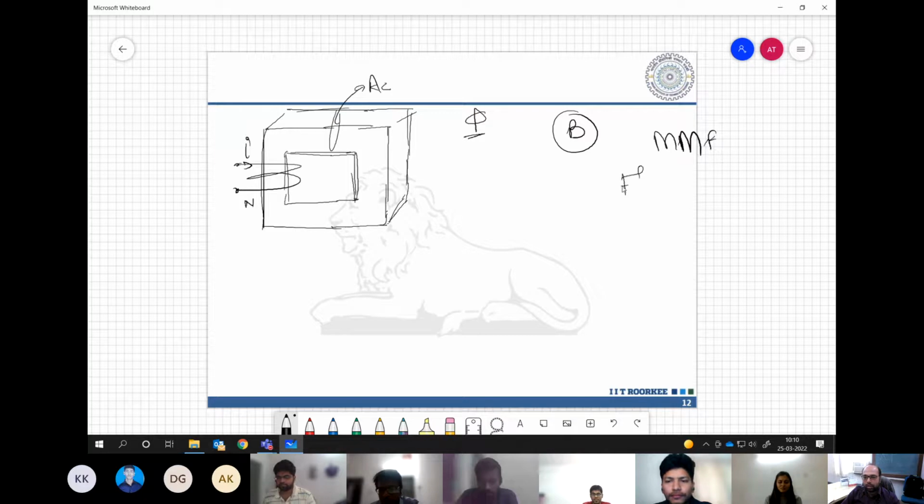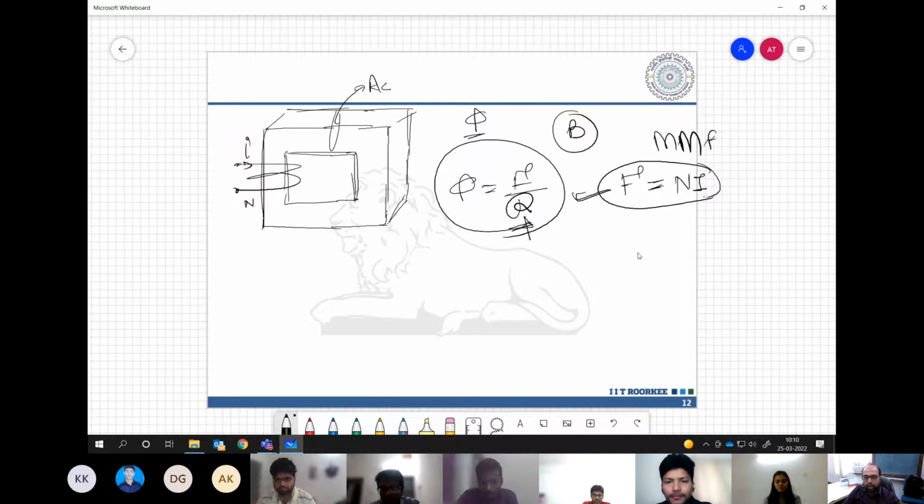So here, let me define MMF for some of you, just for a revision sake. So this is basically defined like this. Now, what else is there? MMF by reluctance. Okay, so another term has come, reluctance. Now, we don't know as of now what reluctance is. Okay, I don't give a straightforward definition or expression for that.